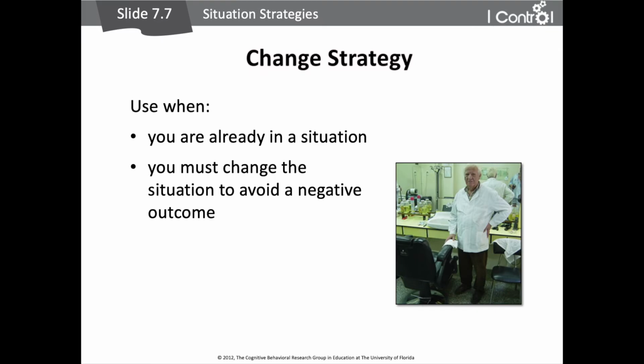Sometimes you find you're already involved in a difficult emotional situation, and you have to change the situation in some way to avoid a negative outcome. When this happens, you can use a strategy called change. Depending on the situation, there may be several ways you can modify it or make changes to it. Going back to the haircut example, if you were already there, but the only stylist available was the one who does a lousy job on your hair, you could change the situation by waiting for someone who does a better job.